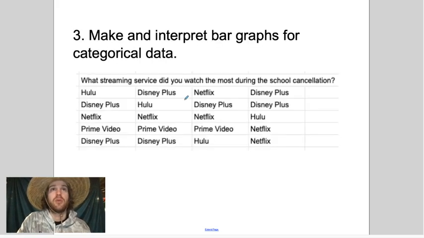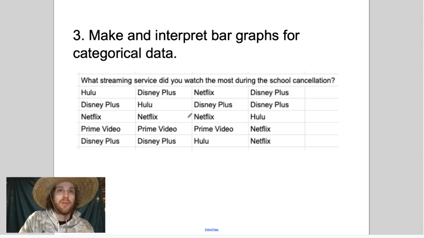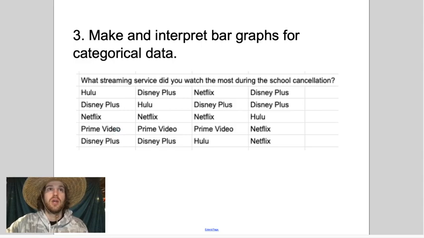Learning target number 2. Make and interpret bar graphs for categorical data. Okay, let's go ahead and get started. So bar graphs, it's better if we think about them in a table first. So what streaming service did you watch the most during your school cancellation?